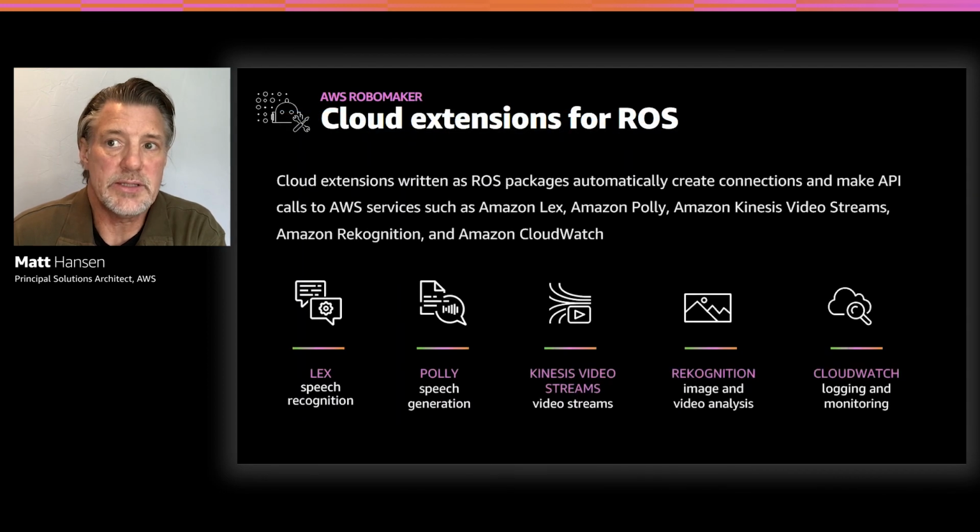Another benefit of ROS is that it's easily extensible. AWS RoboMaker has created ROS packages that can be used on a robot or in simulation to access other related AWS services, such as Amazon Lex for speech recognition, Polly for speech generation, because robots need to talk too, and Rekognition for image recognition, and of course, Kinesis and CloudWatch, which I've already mentioned.